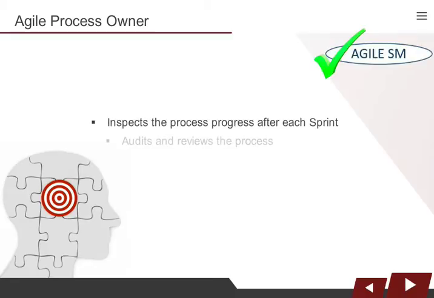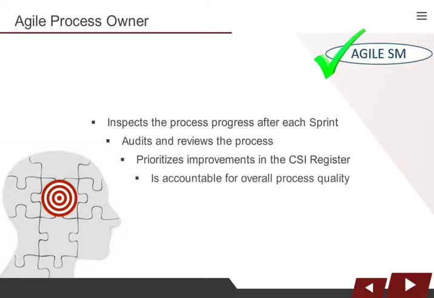The rest of the Agile Process Owner responsibilities are shown here. A Continual Service Improvement, or CSI register, is a service management term used to refer to the log of improvements for a service or process. This term doesn't exist in Scrum. The process backlog can be used as the CSI register for a process, as it also acts as a repository for desired improvements.